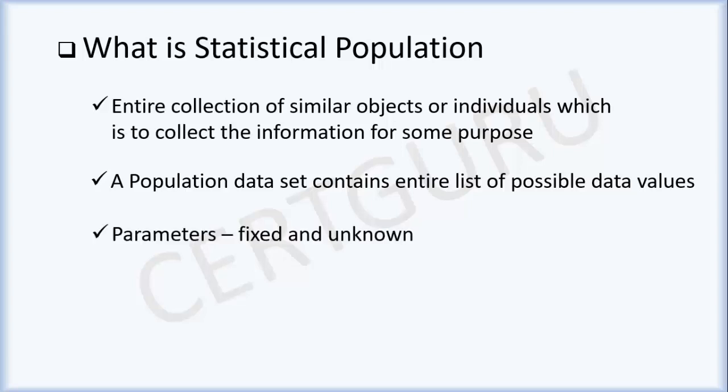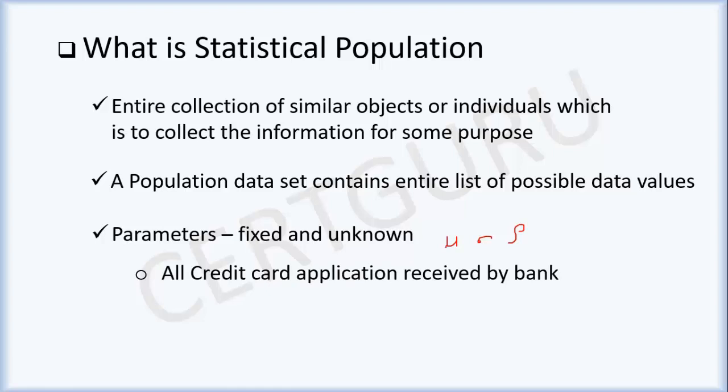We define a population by parameters. Parameters are numerical values which summarize the characteristics of a population. We use Greek letters to denote parameters, like mu, sigma, and rho. In our subsequent videos, we will discuss more about these parameters.